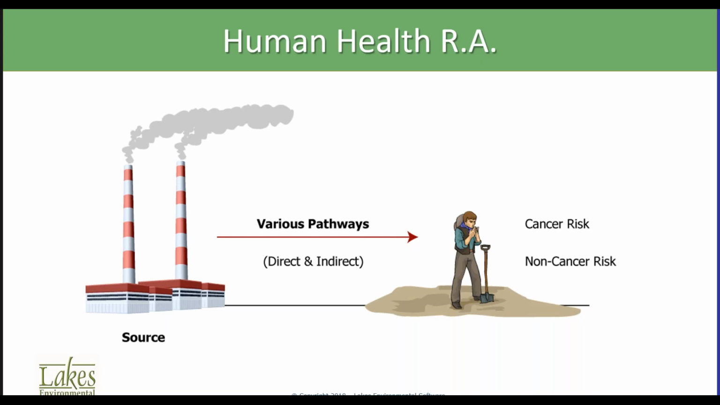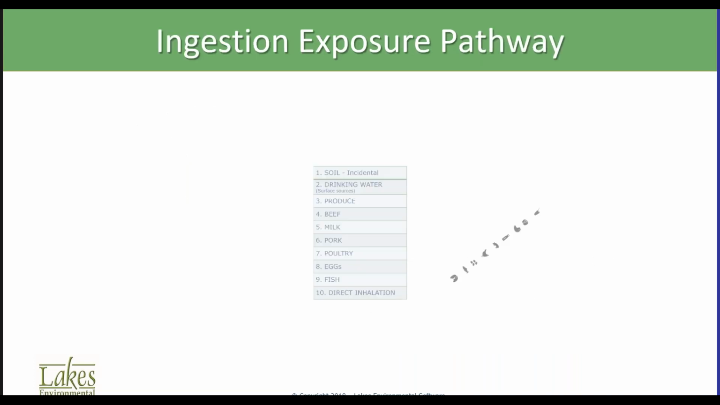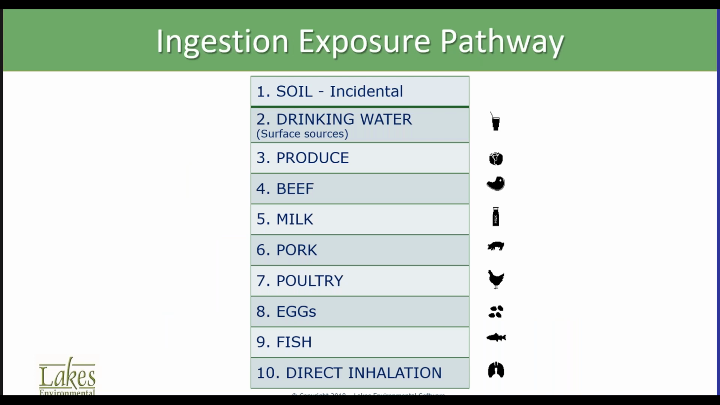Through all of these pathways, you can have direct inhalation of these. And of course, direct inhalation of pollutants is going to have an adverse impact on human health. But you can also get these through other ways, such as eating contaminated products, drinking contaminated liquids. Any pathway through which that can enter our bodies is something that needs to be quantified in these risk assessment calculations. The different ingestion exposure pathways are listed here: through soil, drinking water, produce, beef, milk, pork, poultry, eggs, fish, and then direct inhalation.